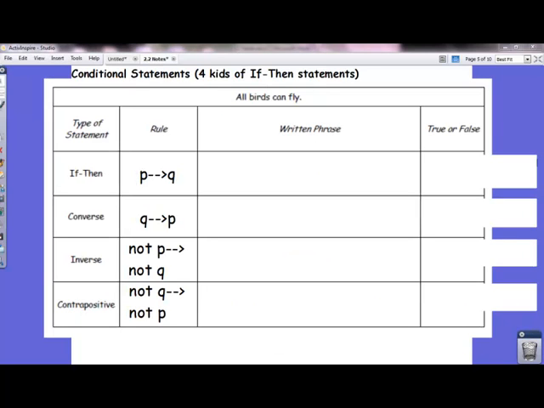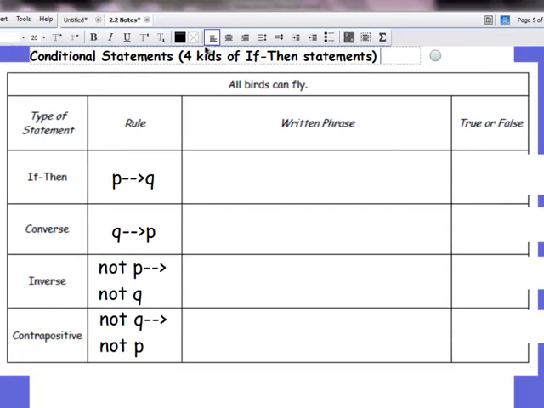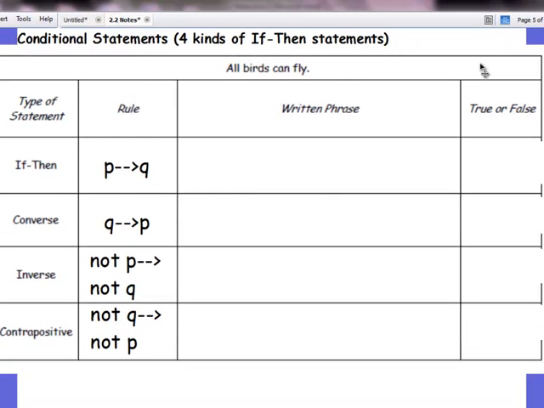Okay, so now we're going to be writing 4 different kinds of if-then statements. The one that we're already familiar with is just simply taking this statement up here, all birds can fly, and turning it into an if-then statement. So we need if something, then something. Remember, P is our hypothesis, and Q is our conclusion. So that's what this notation here means. If you have the hypothesis, then you have the conclusion. So, if it is a bird, then it can fly. It is a bird is our hypothesis, and it can fly is our conclusion.